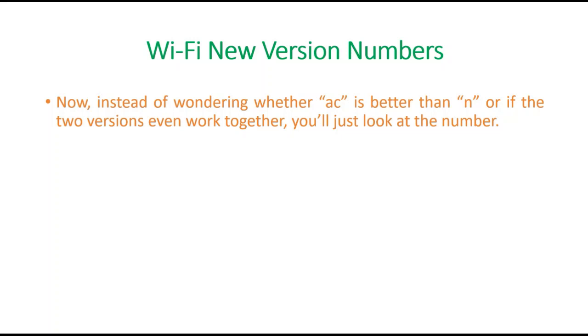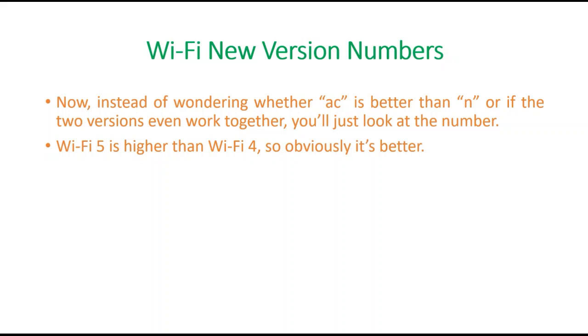So these are the new version numbers we looked at. Now, instead of wondering whether AC is better than N, or if the two versions even work together, you will just look at the number mentioned over there. Is it 5? Is it 4? Is it 6? Okay. So obviously Wi-Fi 5 is higher than Wi-Fi 4, so obviously it's better.